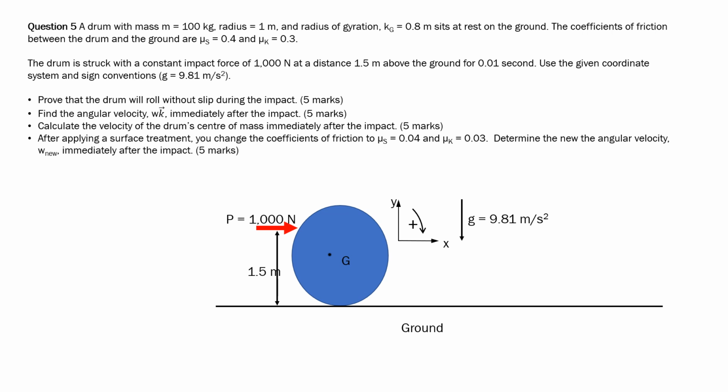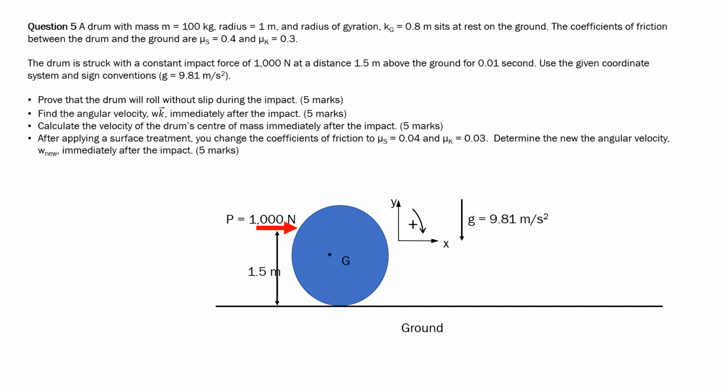I think this is question 5. A drum with mass equals 100 kilograms, radius 1 meter, radius of gyration of 0.8 meters, sits at rest on the ground. Coefficients of friction between the drum and the ground are mu sub s equals 0.4, mu sub k equals 0.3. The drum is struck by a constant impact force of 1,000 newtons at a distance of 1.5 meters above the ground for 0.01 second.